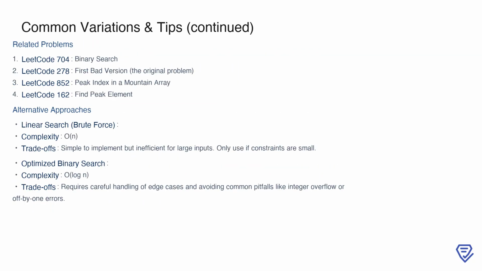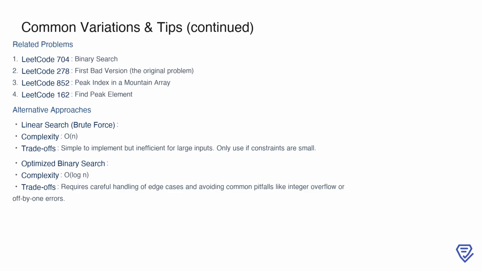The first bad version problem is closely related to a few other problems you might encounter. For instance, LeetCode 704, which is the basic binary search problem, and LeetCode 852, which asks you to find the peak index in a mountain array. Another related problem is LeetCode 162, where you're tasked with finding a peak element. These problems share the core principle of binary search and can help reinforce your understanding of how to apply it effectively.